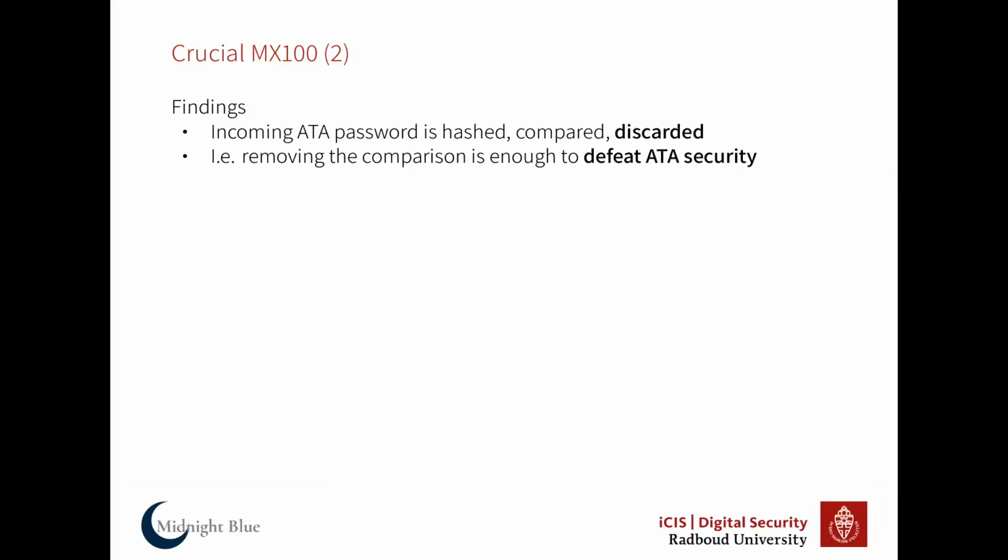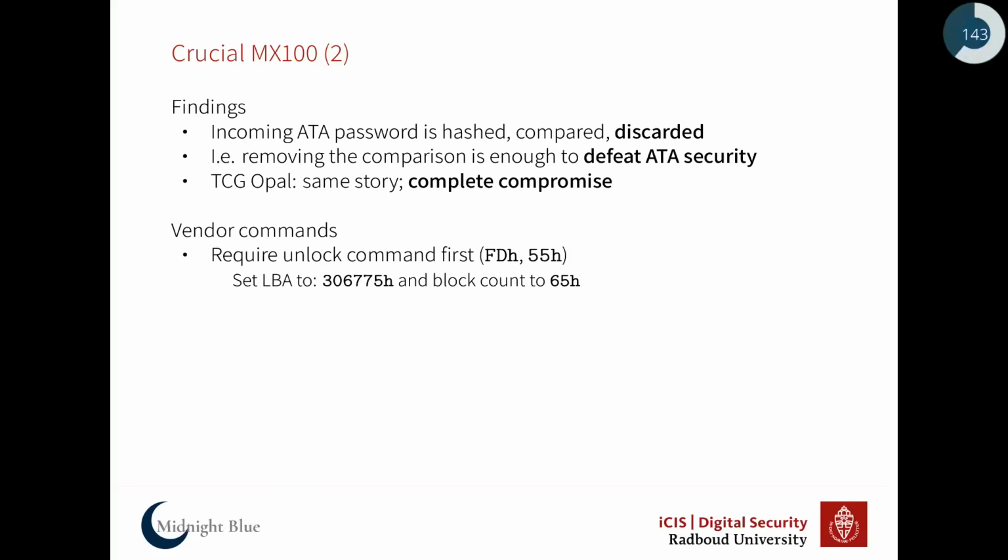Now, with TCG Opal, you probably expect better, but nah, then again. Same story, everything's the same. There's some interesting vendor commands, but you need to unlock them first. So you need this quirky command: set some LBA to some magic value, and use this feature code and this ATA opcode, and then all of a sudden the vendor commands are unlocked, and you can use different commands.